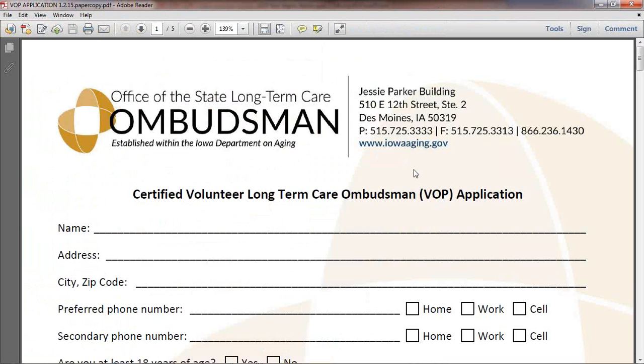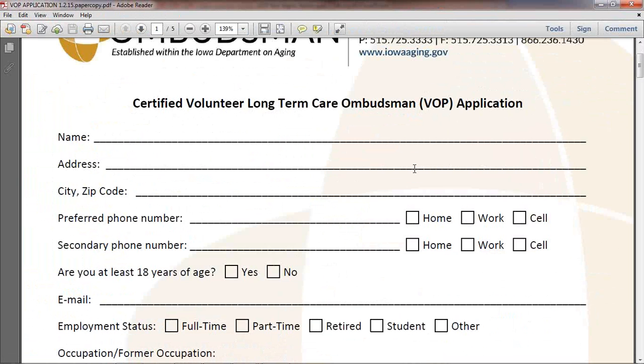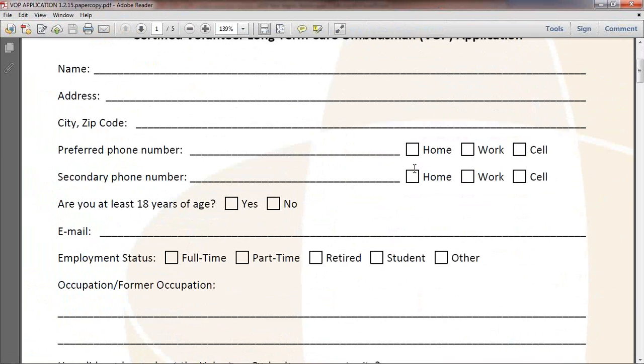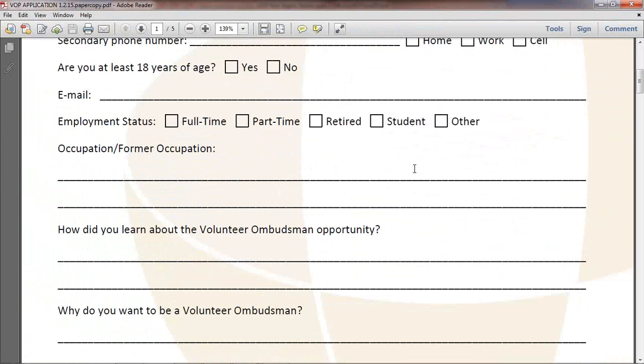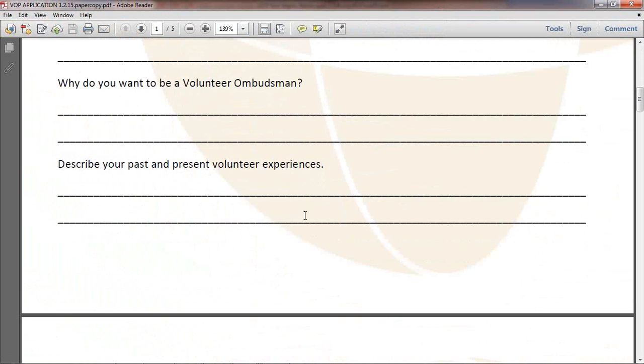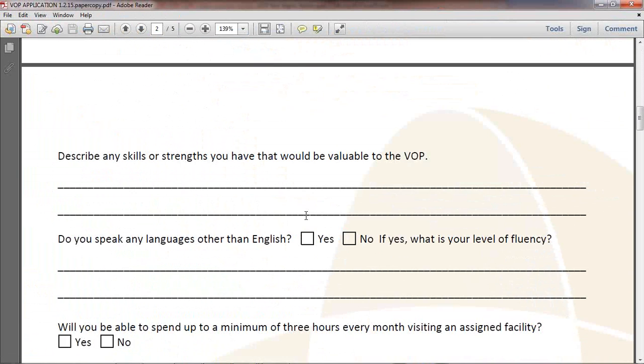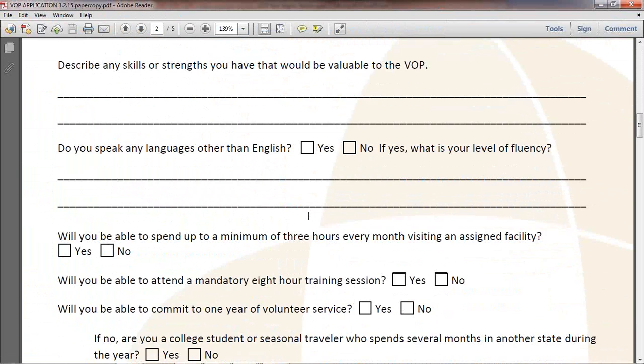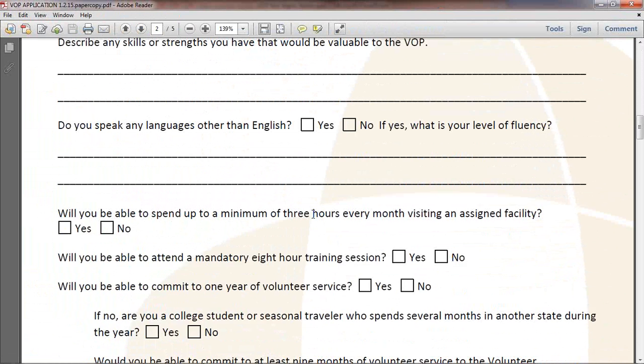We also have an electronic version that people can fill out for us online and email back. And basically, we just want to collect their basic information. Why do they want to be here? I'd like to hear about what other types of volunteer experiences they've had that might be comparable, something like CASA, SHIP, things that require a lot of responsibility and a lot of attention to detail.